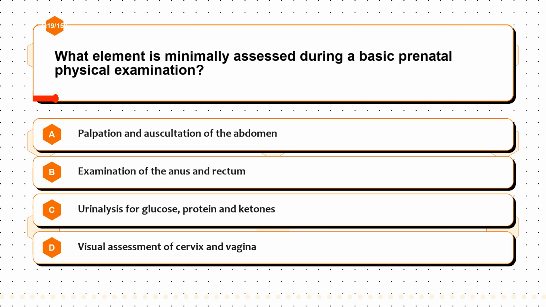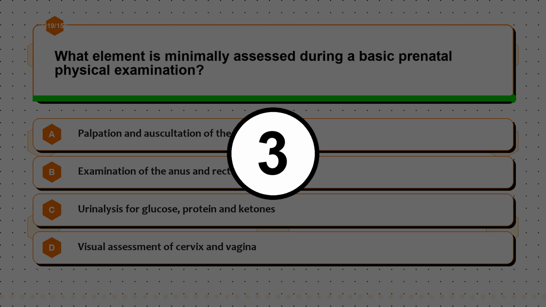Question 19. What element is minimally assessed during a basic prenatal physical examination? Here are the options. Option A, palpation and auscultation of the abdomen. Option B, examination of the anus and rectum. Option C, urinalysis for glucose, protein, and ketones. Option D, visual assessment of cervix and vagina.